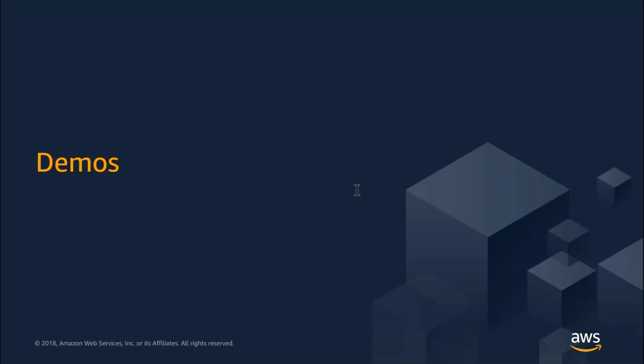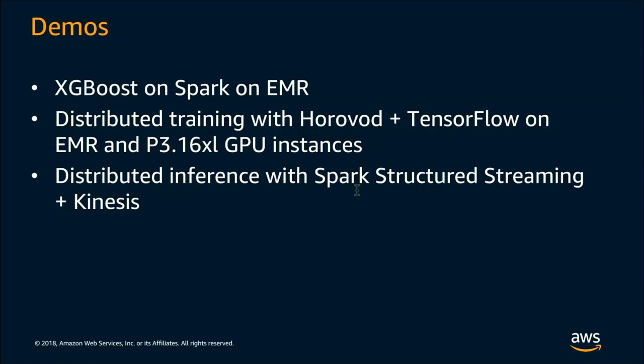So that's pretty much it, and it's time for demos. We're gonna go through the following demos. The first one is XGBoost on Spark on EMR, and the second one is distributed training with Horovod plus TensorFlow on EMR and P3.16XL GPU instances. And the last one is distributed inference with Spark Structured Streaming and Kinesis.